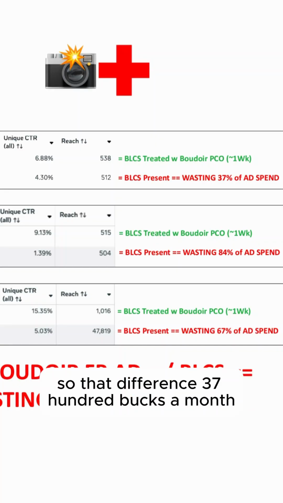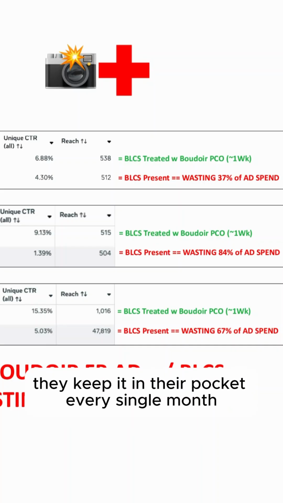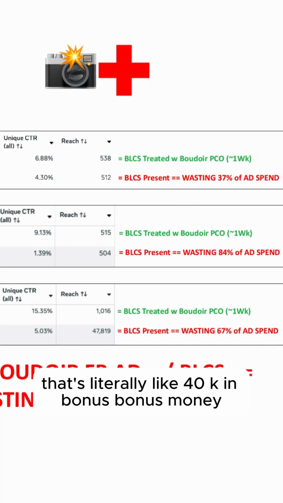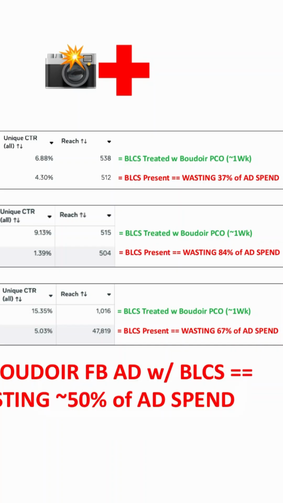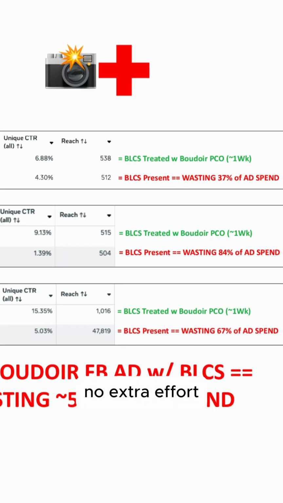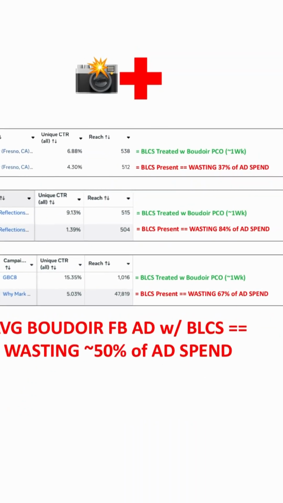So that difference, $3,700 a month, they now no longer have to spend. They can pocket it. They keep it in their pocket every single month, and over the next 12 months, that's literally like 40K in bonus money. It's kind of like a phantom bonus, Boudoir Pico bonus, whatever. No extra effort, no servicing extra clients, just finally solving BLCS once and for all.